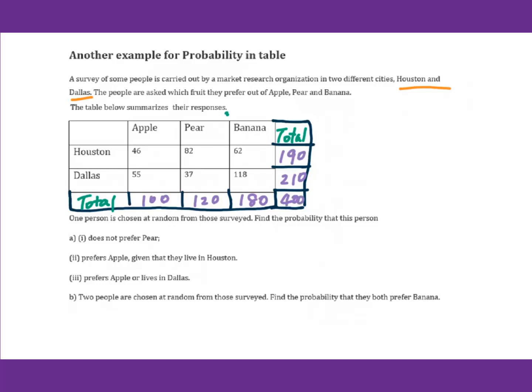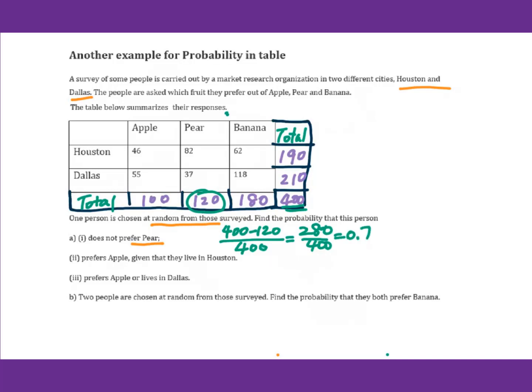One person is chosen at random from those surveyed. Find the probability that this person doesn't prefer pear. Altogether, we have 120 people who prefer pear. Total people, that's 400. Therefore, we do 400 minus 120 over 400. You will get 280 over 400 equal 0.7.